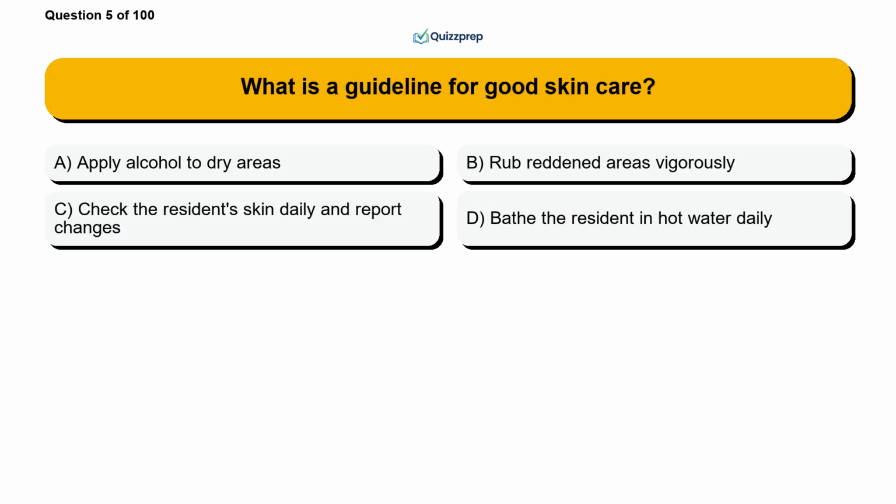Question 5. What is a guideline for good skin care? Option A, apply alcohol to dry areas. Option B, rub reddened areas vigorously. Option C, check the resident's skin daily and report changes. Option D, bathe the resident in hot water daily.